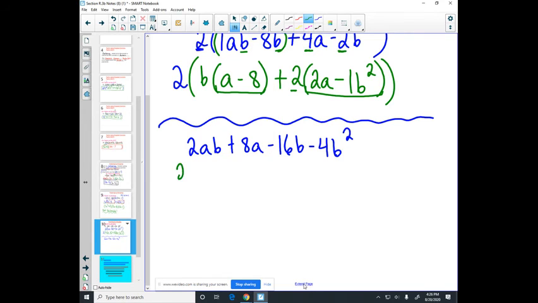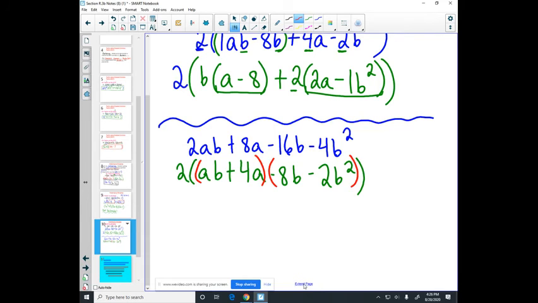So same thing, I'm going to pull out a 2 out of everything. We're left with ab plus 4a minus 8b minus 2b squared. Just like we did on the last problem, pulled out a 2 first. Now I'm going to do the same thing, group them together. Group, group, and pull out what they have in common. Let's see, out of the first one, it looks like they have an a in common. So I'm going to pull out an a, and I'm left with b plus 4. Okay, well that worked out well for the first one. Let's do the next one.